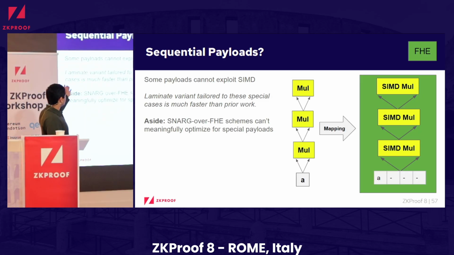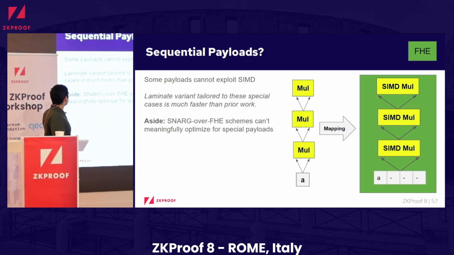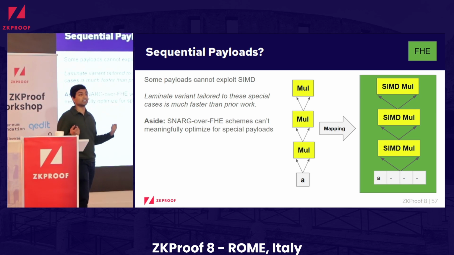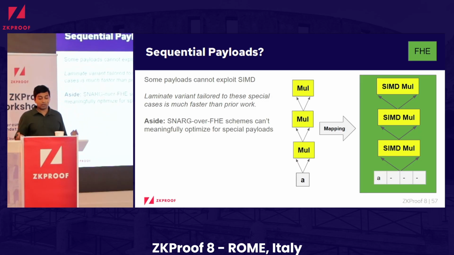So some payloads, of course, cannot exploit SIMD, but we have a variant of Laminate which is tailored to these special cases. And in the limit, you can imagine like an infinite number of Laminate variants that optimize for different special cases of payloads. As an aside, one advantage over the SNARG over FHE paradigm is that that paradigm can't meaningfully optimize for these special payloads that don't use all the slots.